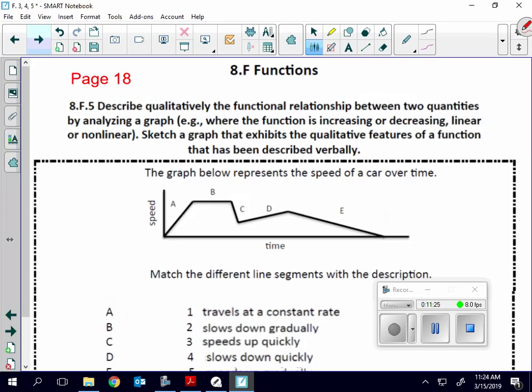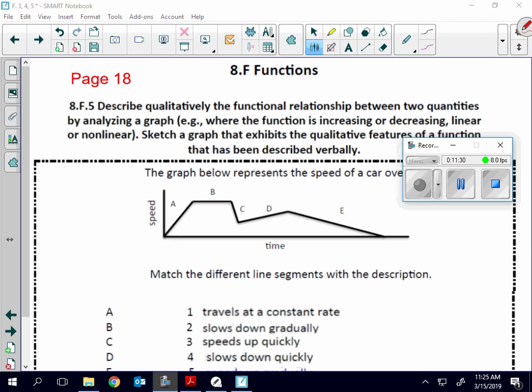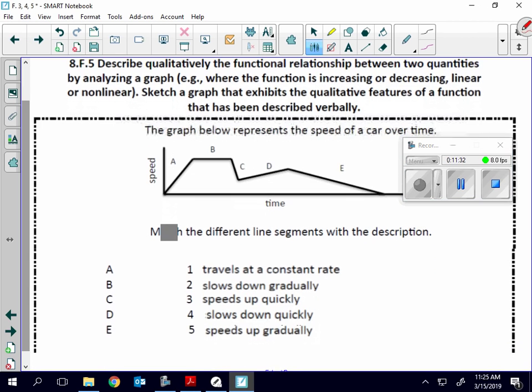Okay, and the last page for this one is going to be page 18, where we're doing qualitative graphs. All right, we're going to match the different line segments with the description. So let's look at these for a second. A is this line here. As you can see, as time goes on, speed is increasing. Do you see any other increases on this graph? I have another increase right here. Okay, there are 2 increases. That's the only 2 I see that increase.